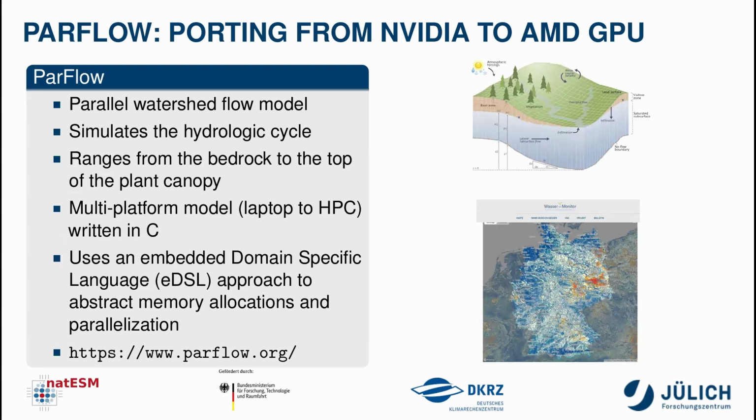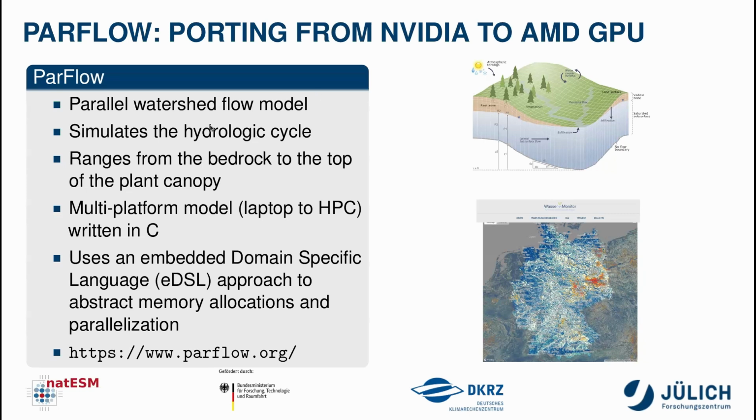Another sprint example is a path flow code. It's porting a code that was already ported to GPUs to another type of GPUs. Namely, this code was first ported using CUDA to NVIDIA GPUs, and the goal was to run this code on Lumi in Finland, which has AMD GPUs.